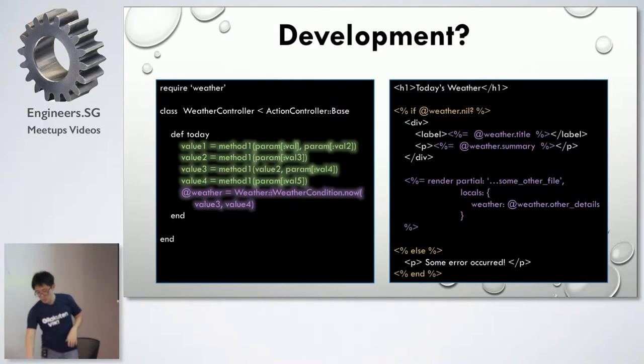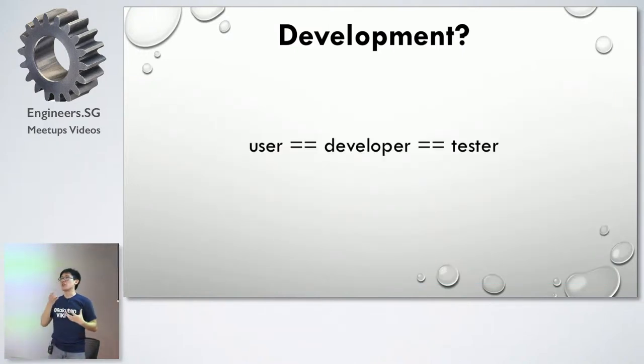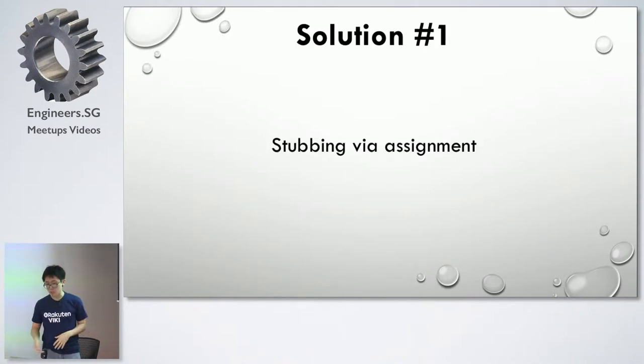So this is the context of the issues that I faced in my work at Viki. Because as the developer in the development environment, I'm also the tester as well as the user. So I want to see these results appear. And by solving these problems, I should be able to develop more smoothly. So I decided to look into stubbing.